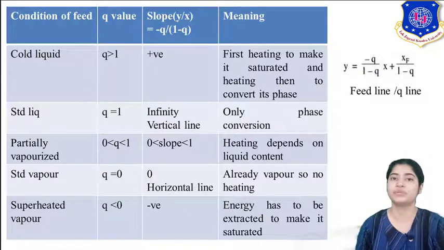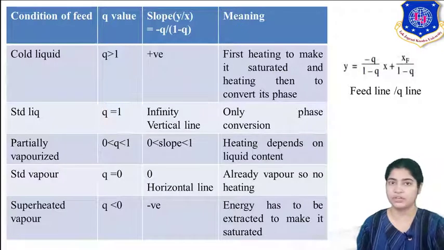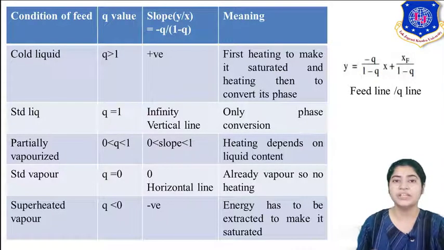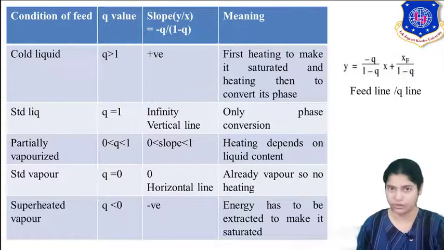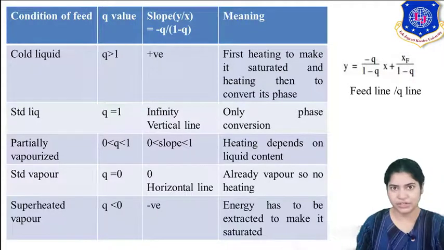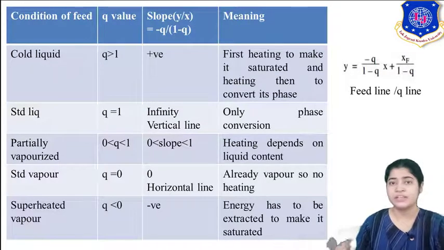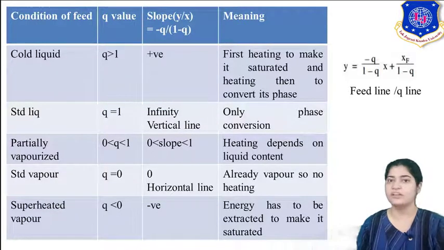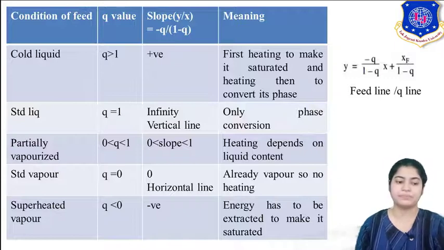Second is your saturated liquid. It means q is equal to 1. The significance is that now only that much amount of heat has to be supplied such that phase conversion occurs. Note down here, the heat required would be the latent heat of vaporization from saturated liquid to saturated vapor. Saturated liquid means it's already at its bubble point. A little bit of heat supply and it will get converted into saturated vapor.